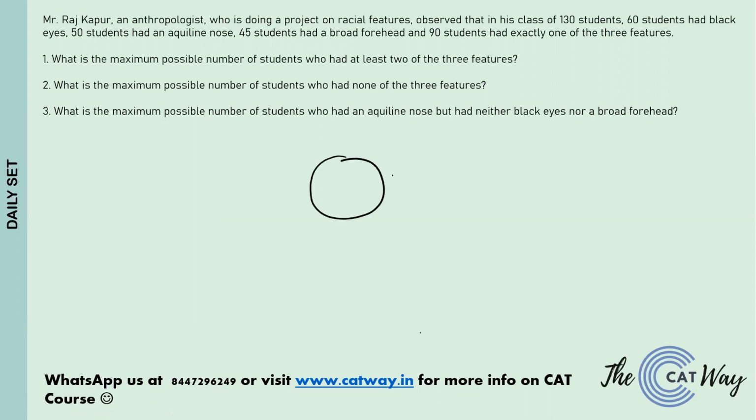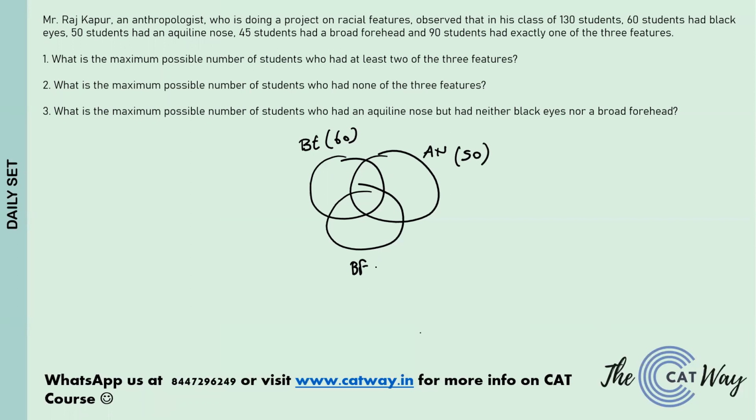What we have here is black eyes, aquiline nose, and sorry guys, what we have is broad forehead. Okay, so this is what we have. Now the total number for black eyes is given to be 60, aquiline nose is given to be 50, whereas the broad forehead is given to be equal to 45. Then let's say this is A, B, and C, and there's a N.